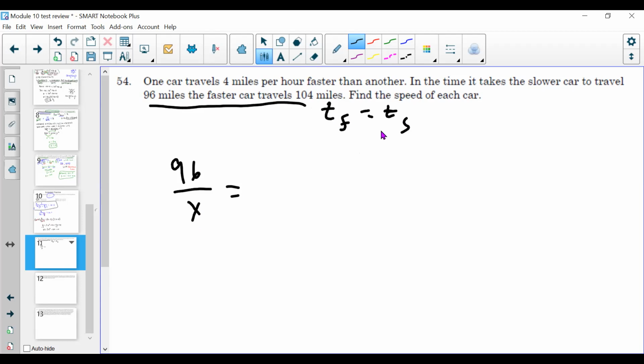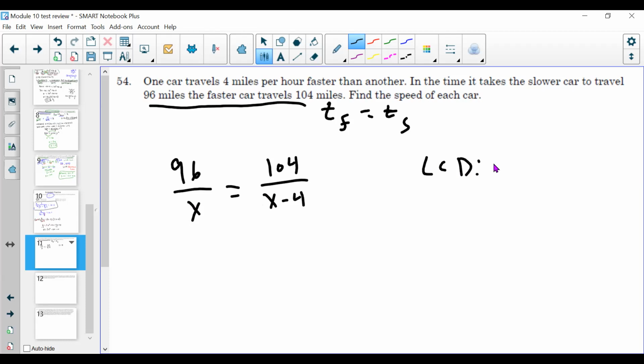And that's going to equal the time of the slower car, who's driving a total of 104 miles over his speed, which I don't know, but I know that one car is going 4 miles per hour faster than the other. So if the faster car is going X, the slower one is going that speed minus 4 miles per hour. So that's what I get, and that's what I'm going to solve.